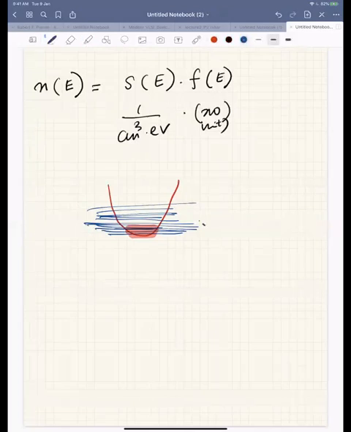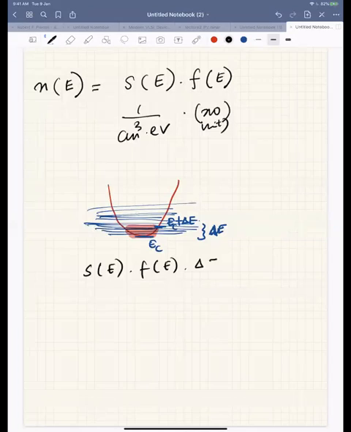And this part is DE, that means this is the bottom of the conduction band EC, this is EC plus DE or delta E, right? So then the number of electrons between EC and EC plus delta E will be nothing but, let me write down, states into Fe into delta E, right? This is how you will get the number of electrons per volume, right?